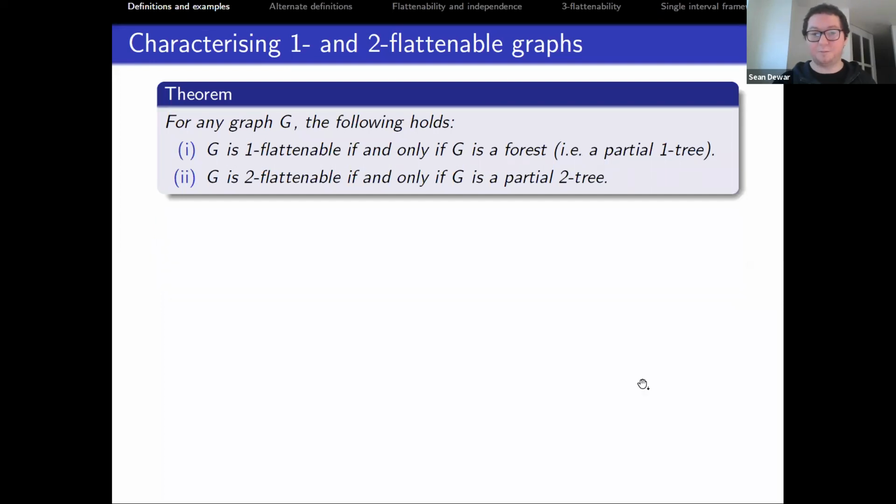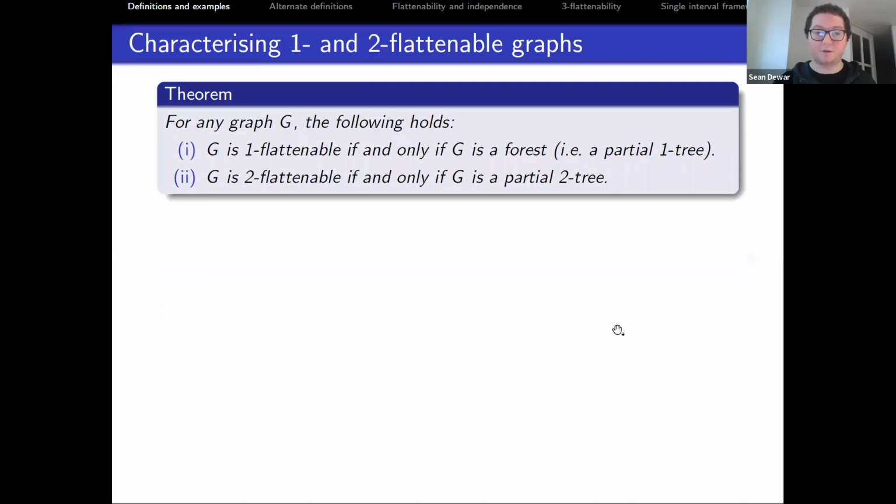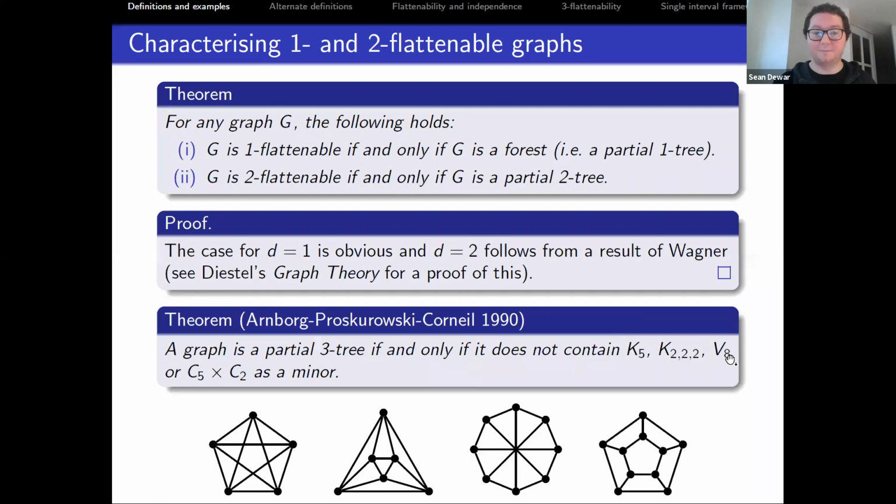So our technique was to show that this is equal to this. Does this work for 3D? And the answer is no, this does not work. So in 3D, you can show that a graph is a partial 3 tree if and only if it doesn't contain K5, which is this one, K222, which is this one, V8, which is this one, and C5 crossed with C2. So this is the Cartesian product of 2 graphs, which is this one. I won't go into it too much. We only need it for this.